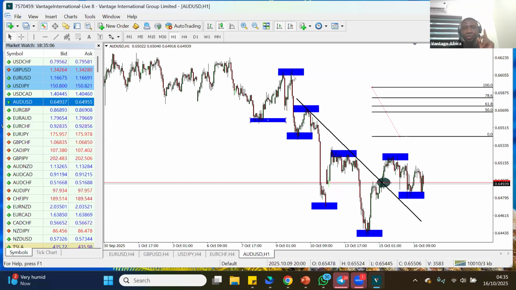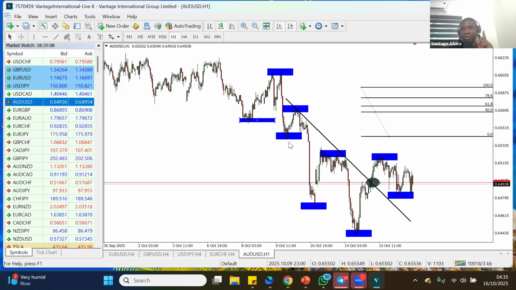So now we can see that this is a swing high, this is a swing low. What we are looking for now is a discount level. Discount level is we are expecting a sell. If you are expecting price to sell, you can't be selling at a point that is so low, because your potential profit is going to be small.